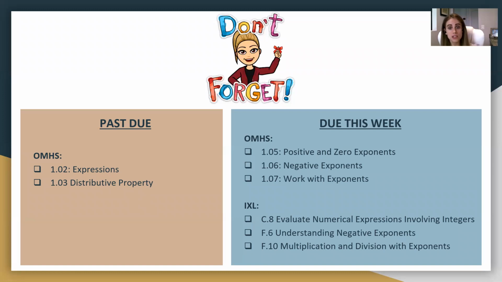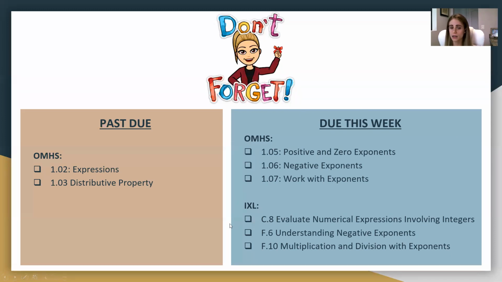Now, if this is your first week at K-12 FLOSS, please don't worry. Know that both of these assignments are ones that I encourage you to do, but if you don't have time to get those done because you're new and you're trying to learn everything, you can just forget about those. Don't sweat it, okay? But the work in this blue box here, this week's assignments, these ones are really important because these are the first assignments that are going to actually go in the gradebook, okay? So you'll actually get graded for doing this work. And that is OMHS assignments 1.05, 1.06, and 1.07, and then three IXL assignments.